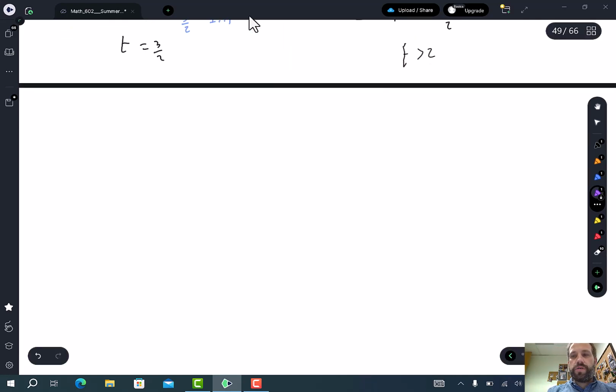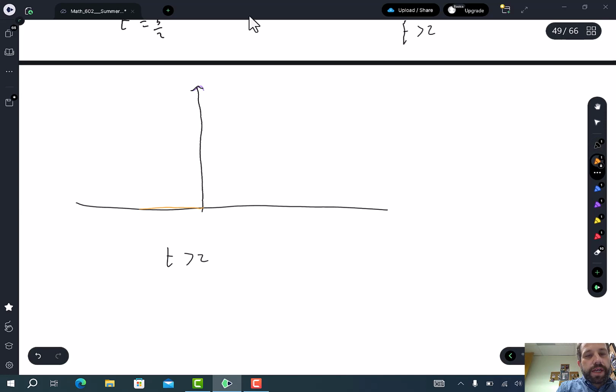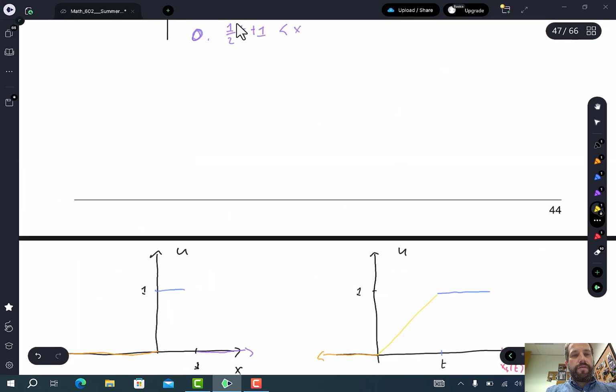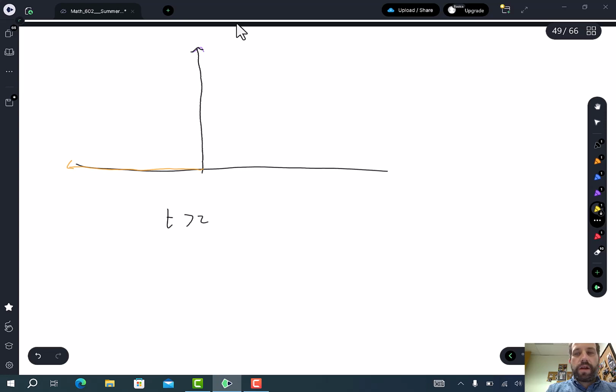Okay, so let's do a little bit better job here. What we're going to have now is for t bigger than 2. We're going to have the orange part here. The formula for the yellow part is still going to be x over 2, and it's still for x less than t. So if I come up here, let's say that this is my t. The yellow part is going to be x over t, like this.